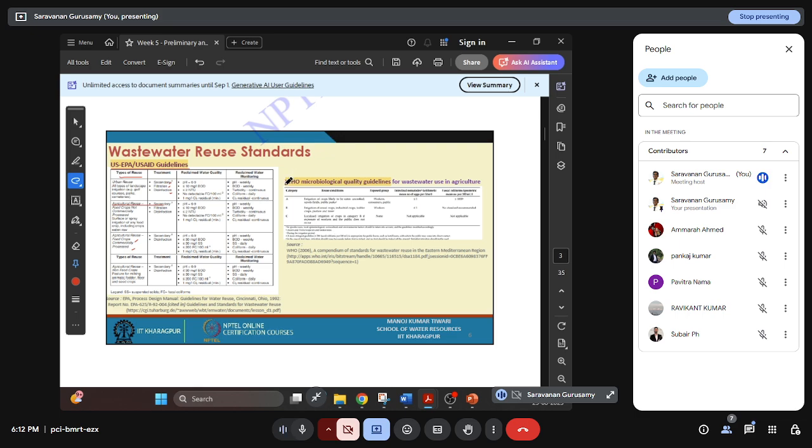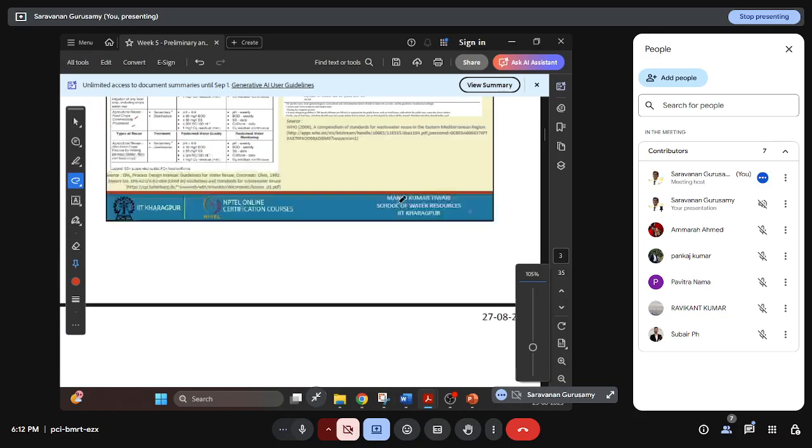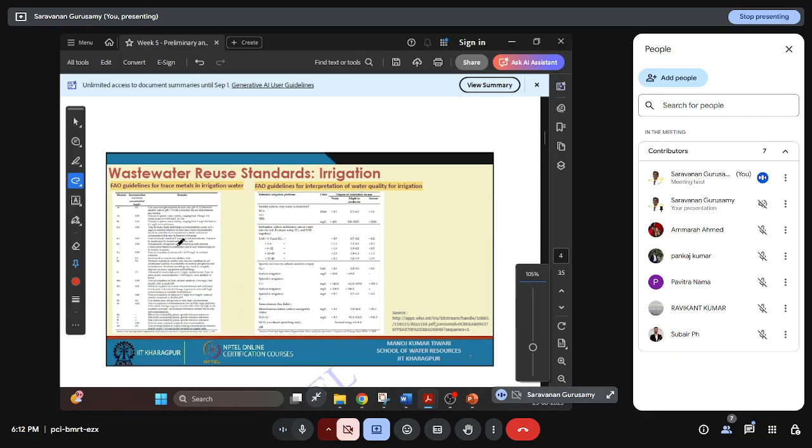Another guideline is given by WHO, the World Health Organization, for microbial quality. It mentions E. coli, that is the coliform count. If it is going to be discharged onto irrigation land for crops, what should be the fecal coliform? What should be the helminth egg count? Helminth eggs are small eggs that are present in the wastewater. That also needs to be counted per liter, and it needs to be less than 1. That is also a human health risk factor.